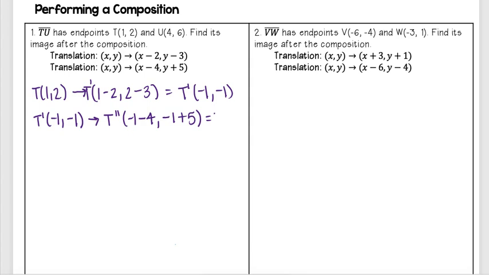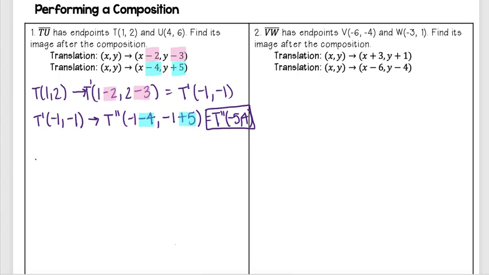And so when I do that, I get that t double prime is equal to negative 1 minus 4 is negative 5. Negative 1 plus 5 is 4. And so that's my very first answer. And so I see I subtracted 2 and 3 from the very first one. And then in the next one, I subtracted 4 and added 5. And so my points 1, 2 become negative 5, 4. Okay, so I got my very first point translated.